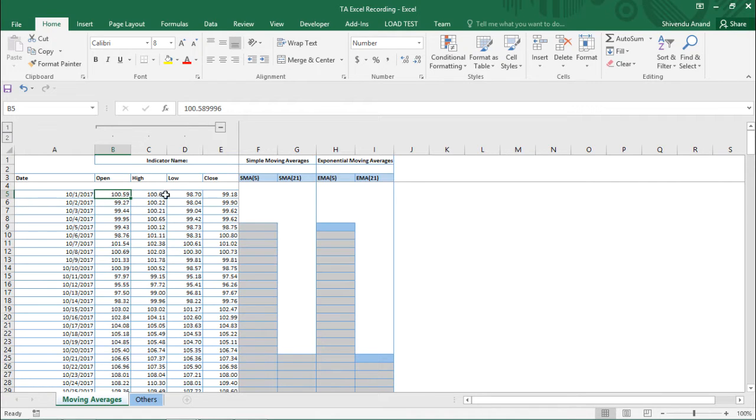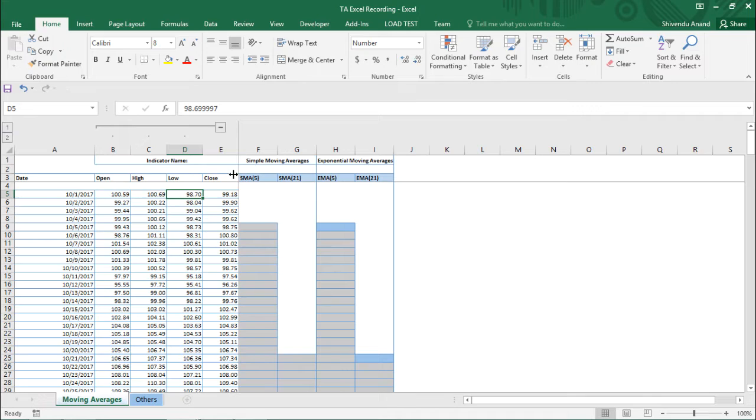And also you can see that the highest price that has been touched for this particular stock in a day is 100.69 and the lowest price is 98.70. So given all this data, if I put it on the graph and create a candlestick, all this data will be visible there. So that is one of the technical indicators, that is the candlestick.